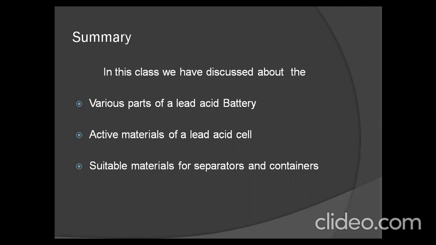The active elements of the lead acid are 1. Lead peroxide, PbO2. It forms the positive active material. The PbO2, lead peroxide, is dark chocolate brown in color. 2. Sponge lead. It forms the negative active material. It is gray in color.